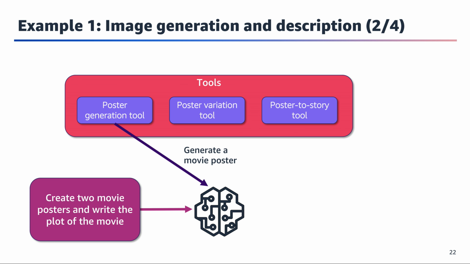Now we're seeing the first step in our creative process. The poster generation tool connects directly to our AI system to create the initial movie poster. This is where the creative journey begins, with a simple but powerful command to generate a movie poster. Notice how we've highlighted this specific connection to show the clear workflow. This step is crucial as it creates the foundation for all the subsequent modifications and story development.